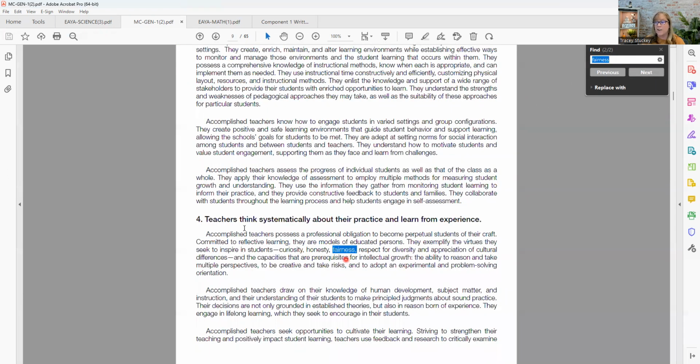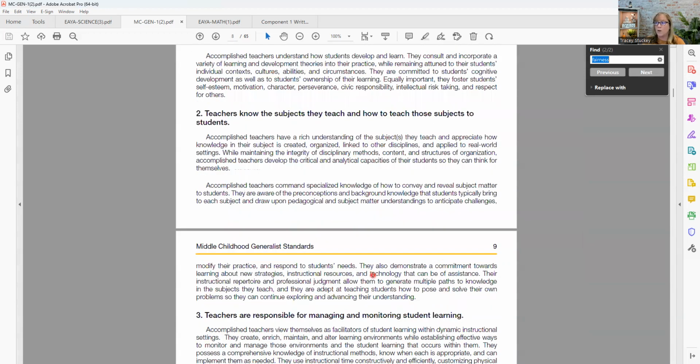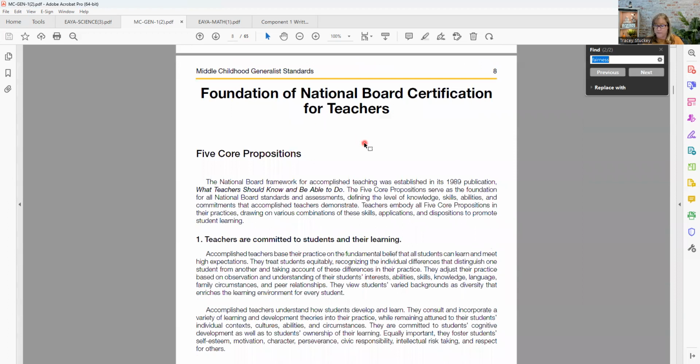So then around fairness, I'm in one of the pillars for the National Board, that teachers think systematically about their practice and learn from experience. So they're putting fairness and respect for diversity and appreciation of cultural differences here. Notice that when it comes to the 5 core propositions, or the pillars, as I call them, you're going to see a lot of what the National Board considers important around fairness, equity, and access and diversity. So if you simply read that part of your standards first, you'll be like, yes, absolutely, I understand what they're saying.